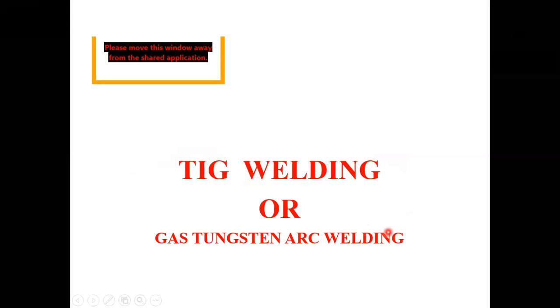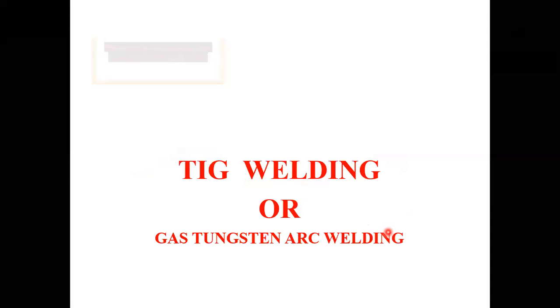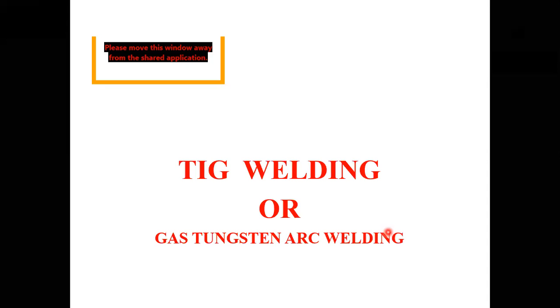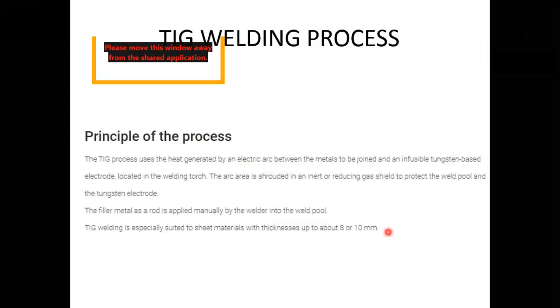Next, TIG welding. Tungsten inert gas welding. Another name for this one is gas tungsten arc welding. Here, tungsten itself is the electrode. It is non-consumable. Filler material externally we have to supply. Okay, that is illustrated in the next case. This is the principle of the TIG welding process.